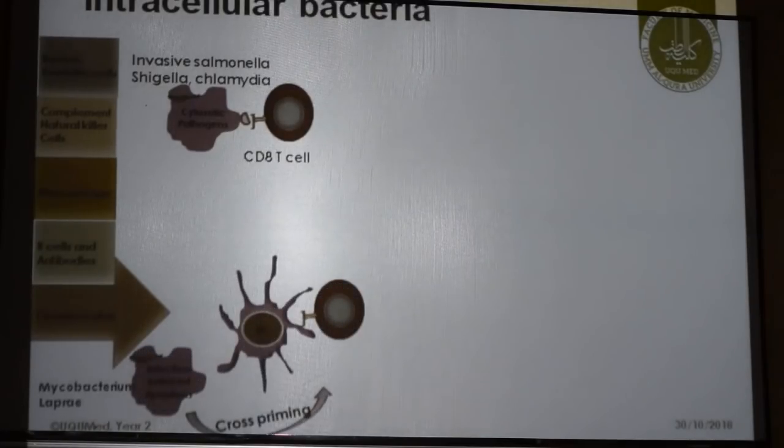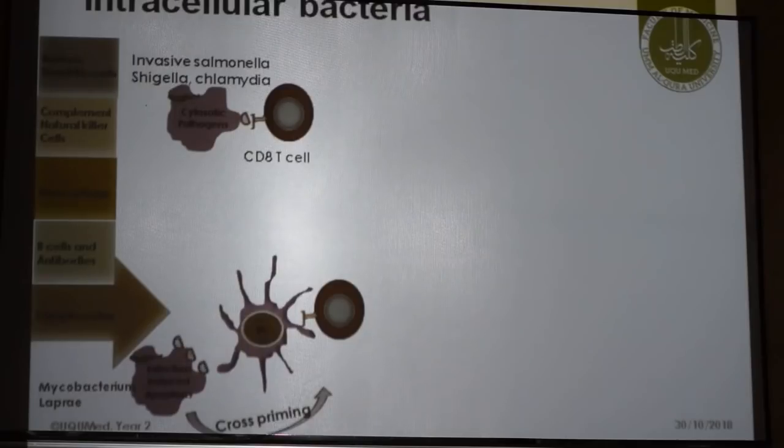Another example is sometimes the cell that is infected with the bacteria can destroy itself or undergo apoptosis, and those components are taken up by the dendritic cell and then presented to the CD8 cells. That is called cross priming. So the infected cell itself is not presenting, the dendritic cell is doing the job for the CD8 cell.